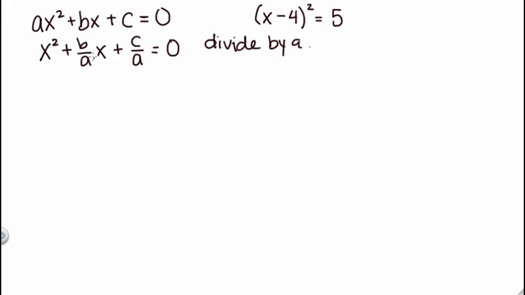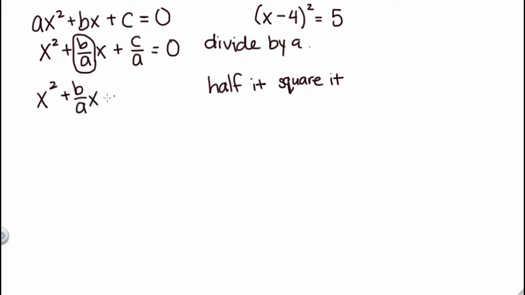And to complete the square, we look at this term, the coefficient of x. We half it, and then we square it. Right, so that's the same procedure from the completing the square portion. So we have x squared plus b over a x. And before we do that, we could take the c over a to the other side by subtracting it. So subtract c over a over.